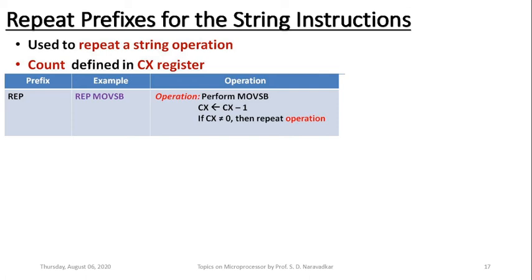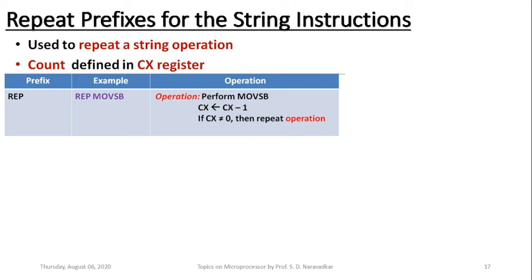Now here is that basic repeat prefix, REP. One example is written here: REP MOVSB, move string byte. Now what operation is performed here? The operation to be performed by this particular example, which is written on the right side.